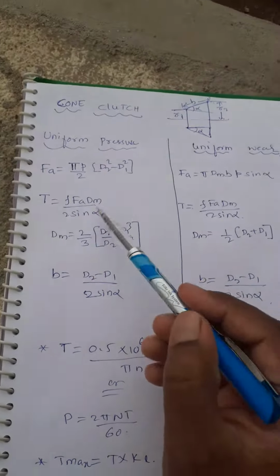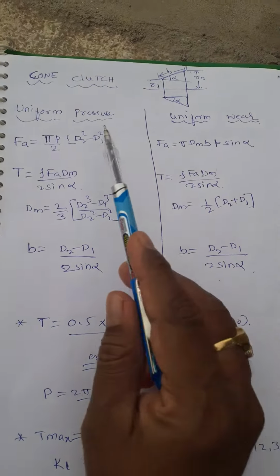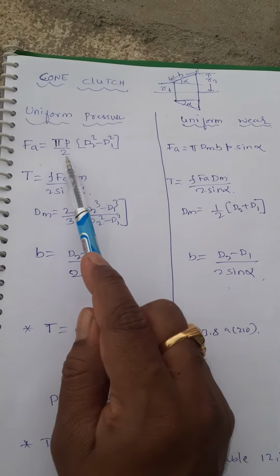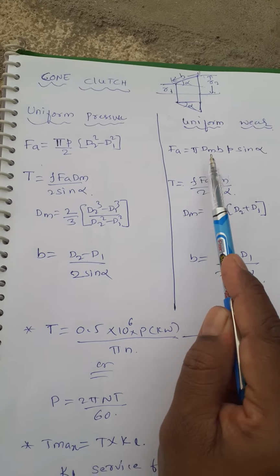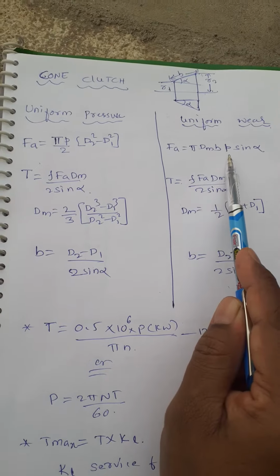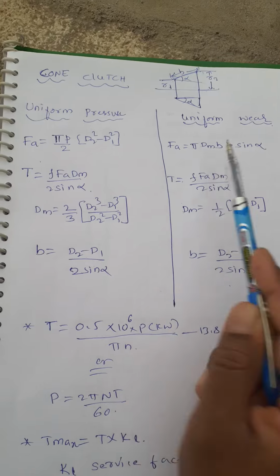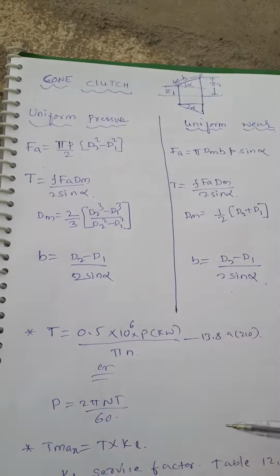So here also there are two theories. One is the uniform pressure theory, one is the uniform wear theory. In the uniform pressure theory, axial force Fa is equal to pi p by 2 (d2 minus d1), whereas here Fa is equal to pi dm b p sin alpha, where p indicates the pressure and b indicates, I will show you later what b is. b is the face width. How to find that, I will show.